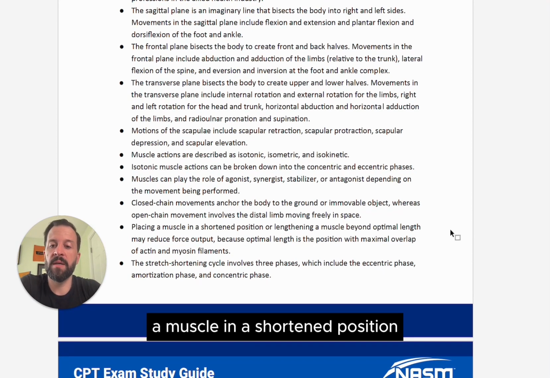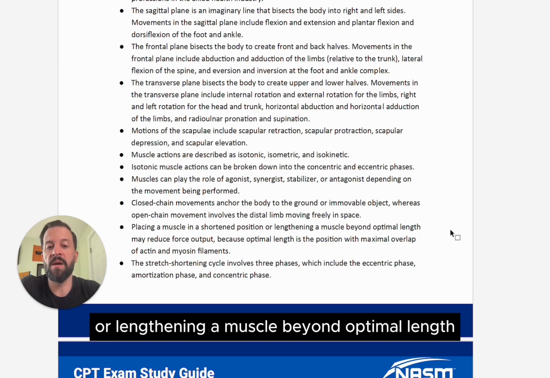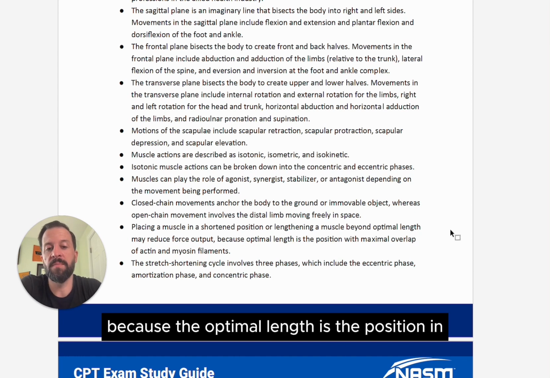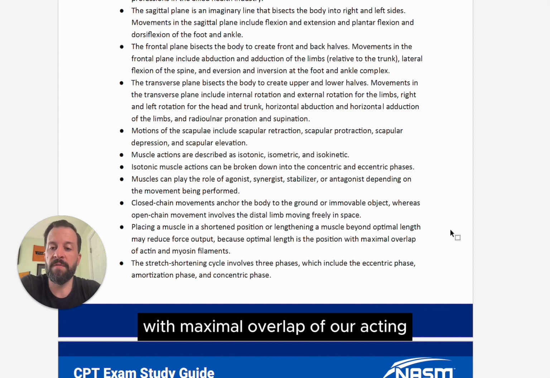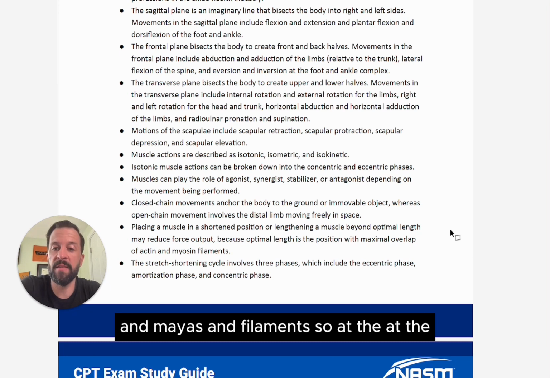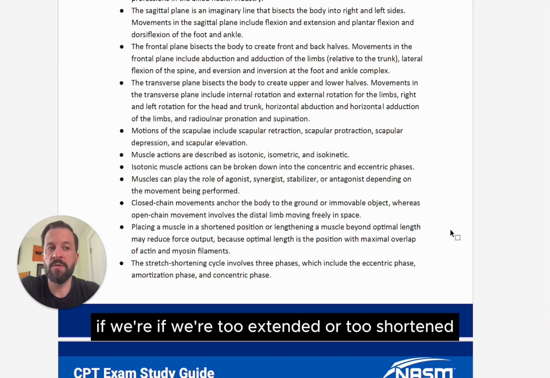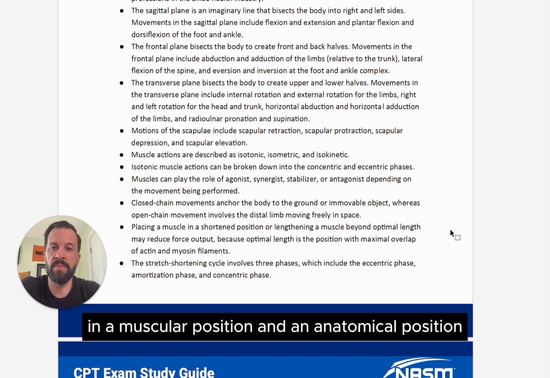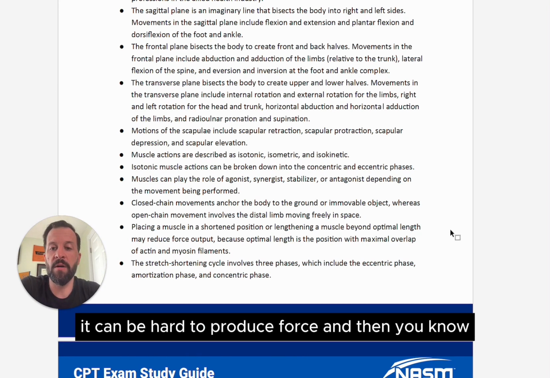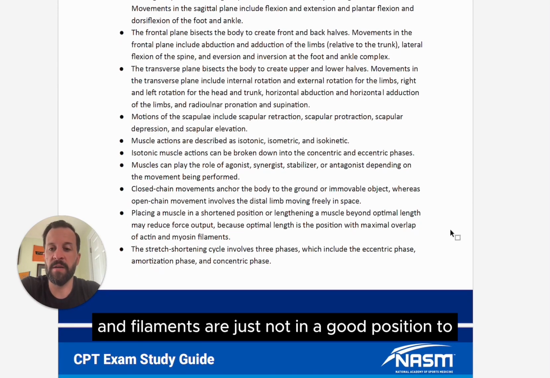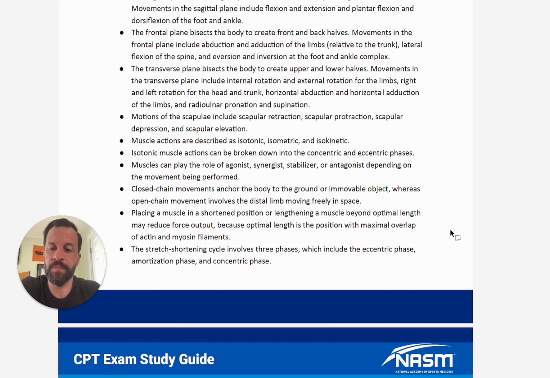Placing a muscle in a shortened position or lengthening a muscle beyond optimal length may reduce force output. This is really just because the optimal length is the position with maximal overlap of our actin and myosin filaments. So at the smallest level, if we're too extended or too shortened in a muscular position and an anatomical position, it can be hard to produce force. And then the same goes all the way down to the cellular level. Those actin and myosin filaments are just not in a good position to create a contraction.